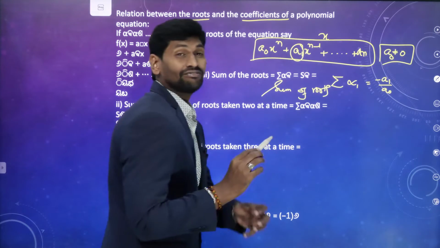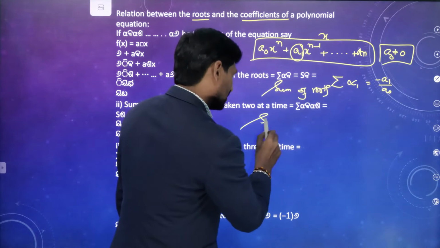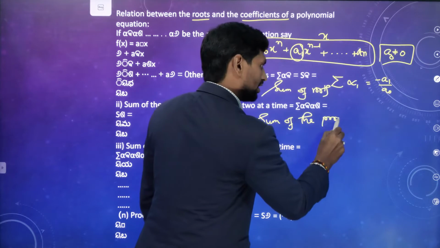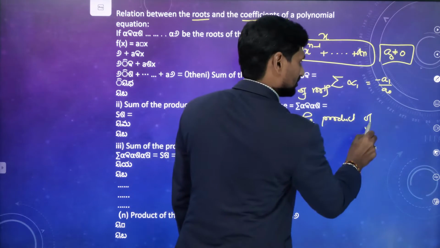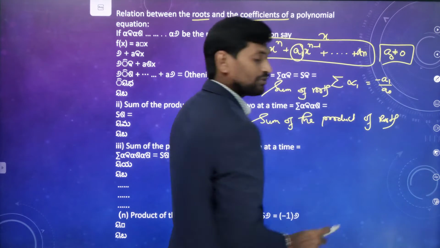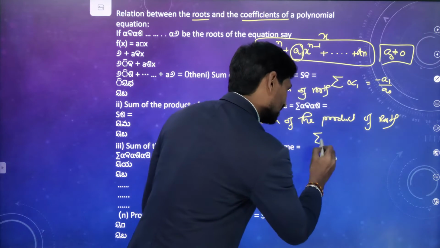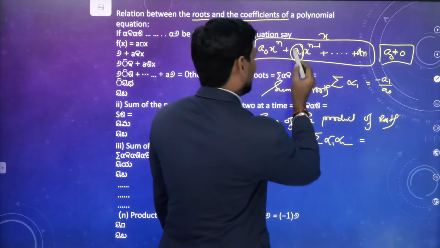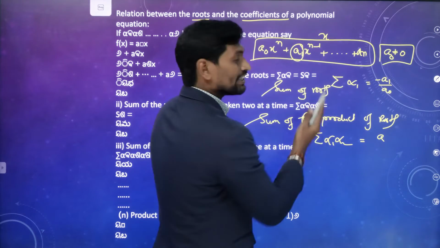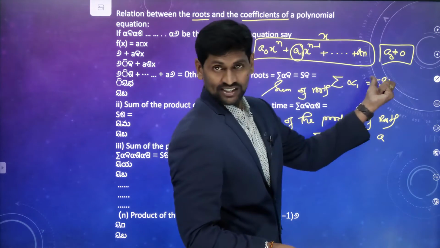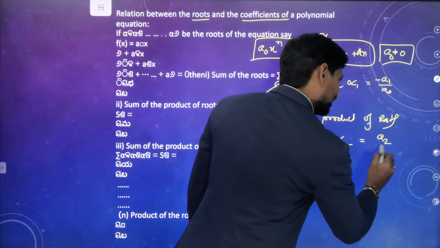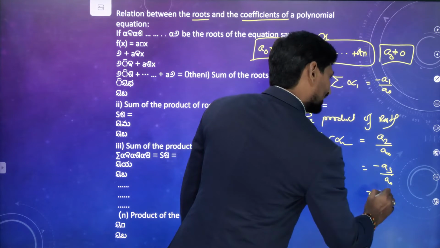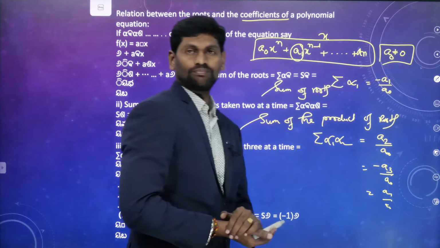Next, the sum of the product of roots. The sum of the product of roots equals sigma alpha 1 alpha 2, which equals the next one, a2 by a0. The first one I have taken is minus a1 by a0, here plus a2 by a0. Next one minus a3 by a0, next a4 by a0. Like this it will come.